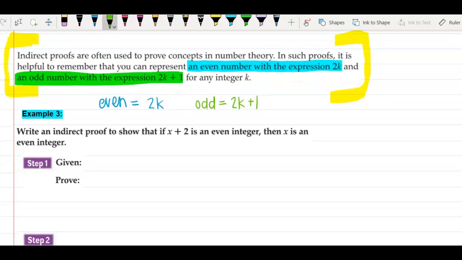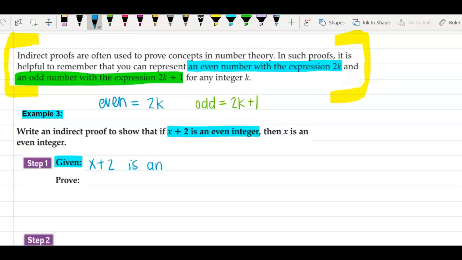Write an indirect proof to show that if x plus 2 is an even integer, so that's going to be our given, x plus 2 is an even integer, that's going to go here, then x is an even integer.